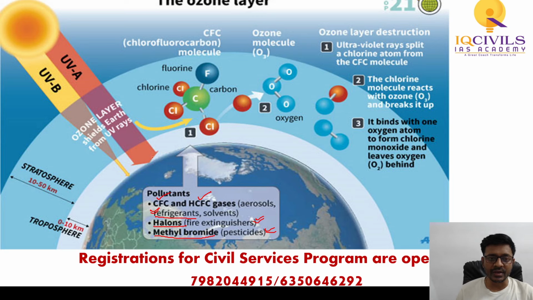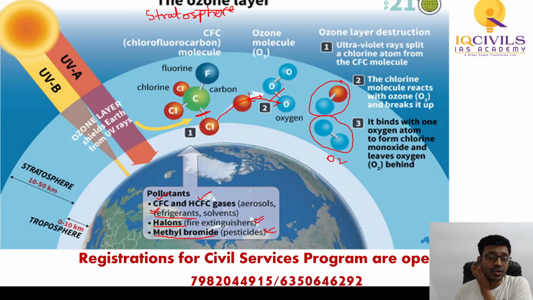When these three pollutants reach the ozone layer, that is in the stratosphere, what exactly do they do? Number one, ultraviolet rays split a chlorine atom from the CFC molecule. This is the molecule of chlorofluorocarbon, or CFC, released from the refrigerants. This leads to the release of one chlorine atom from the chlorofluorocarbon. Then this chlorine reacts with the ozone molecule and breaks it up. This leads to the breakdown of the ozone molecule, and the chlorine forms a bond with oxygen. So this is chlorine monoxide, and this is O2. So this ozone molecule is destroyed.